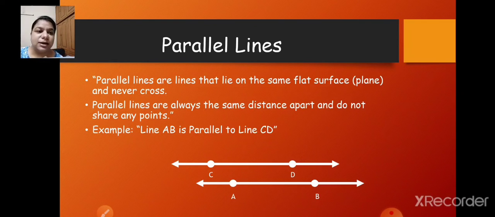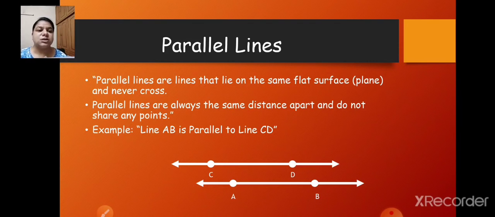What are parallel lines? They lie on the same flat surface but they never cross each other. So parallel lines are always at the same distance but they do not share any common point. In the figure you can check the two lines: AB is parallel to CD.